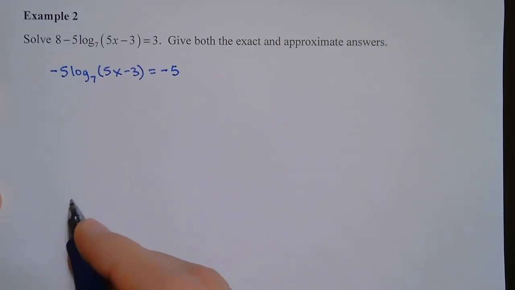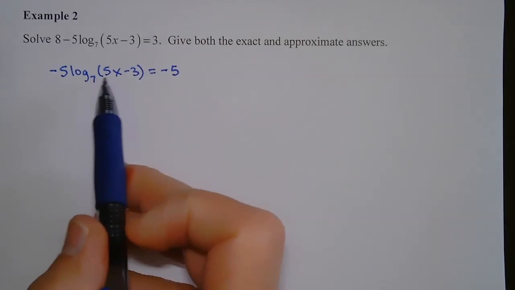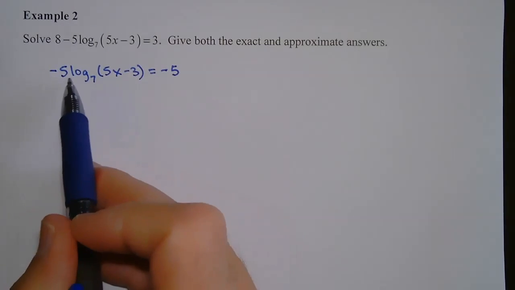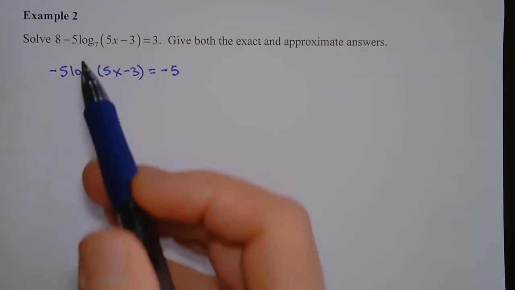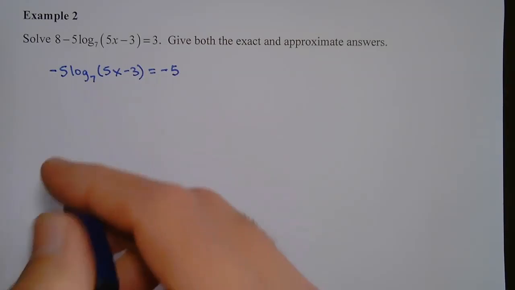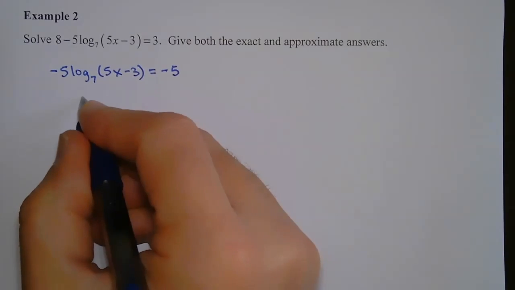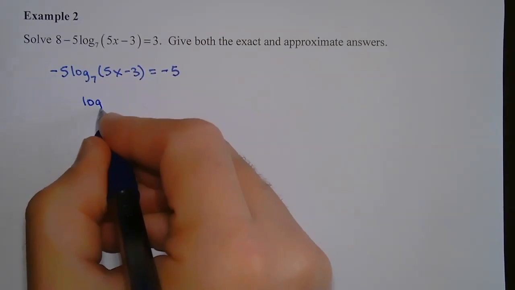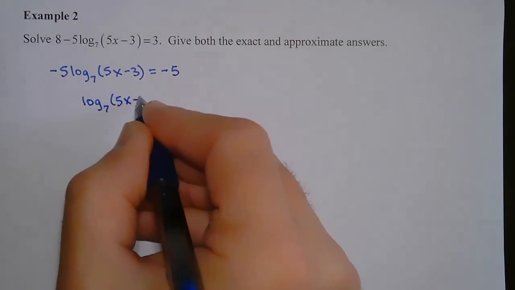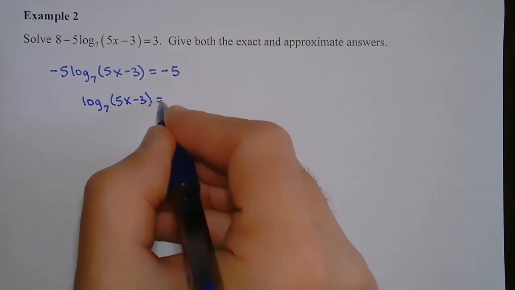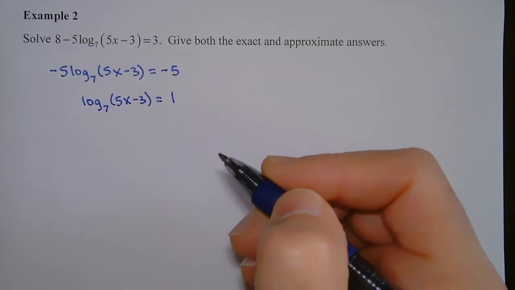And now we still don't have the log base 7 of 5x minus 3 by itself. We need to undo this multiplying by negative 5. So how do we undo multiplying by negative 5? Yeah, divide both sides by negative 5. If we divide both sides by negative 5, we wind up with log base 7 of 5x minus 3 is equal to, and then negative 5 divided by negative 5 would be 1.